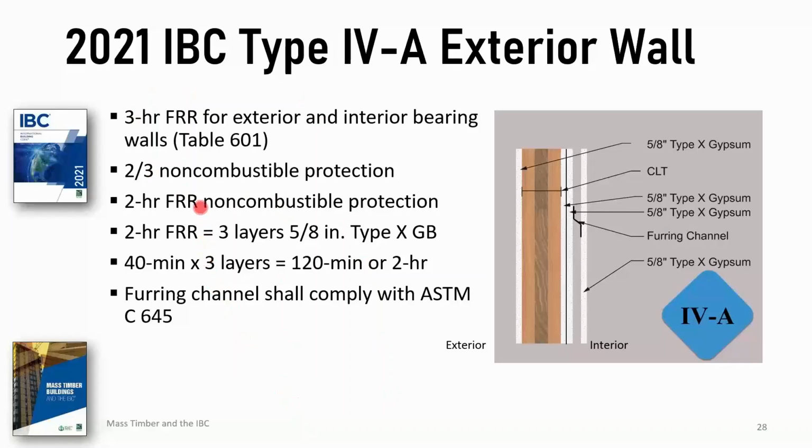We've said that it's required that 2/3 of that overall required fire resistance rating has to be achieved by the non-combustible protection. 2/3 is actually 120 minutes. 3 layers, the equivalent of 3 layers of 5/8 inch thick type X gypsum board over here. So it's a typical bearing wall in 4A. You can see how conservative this is in terms of fire resistance.